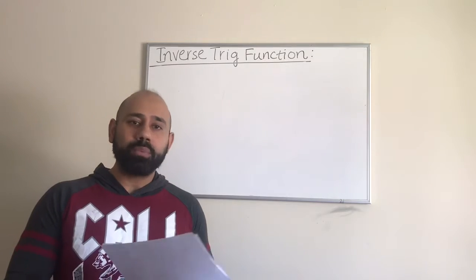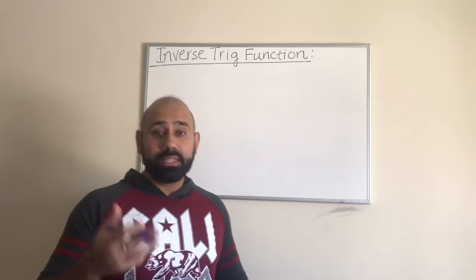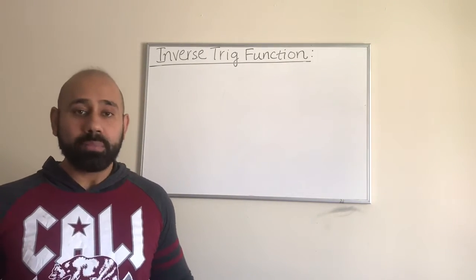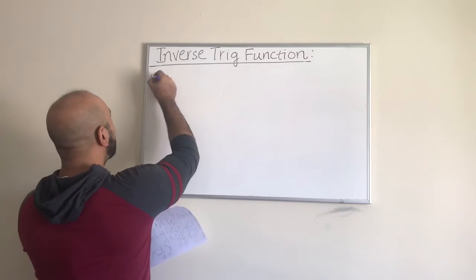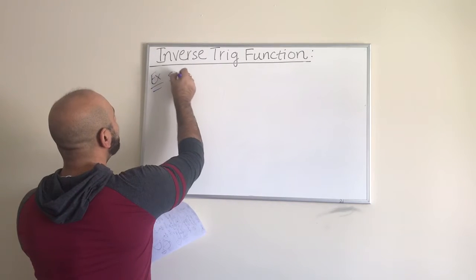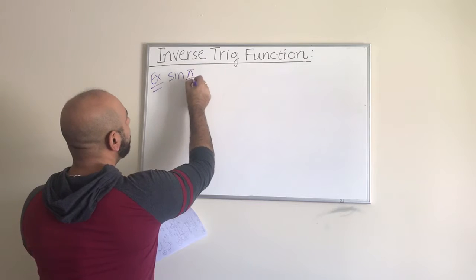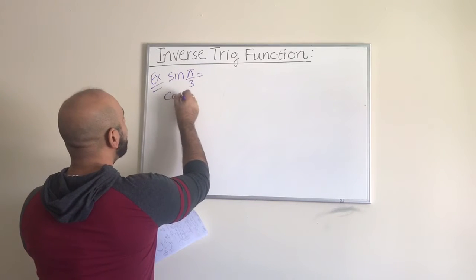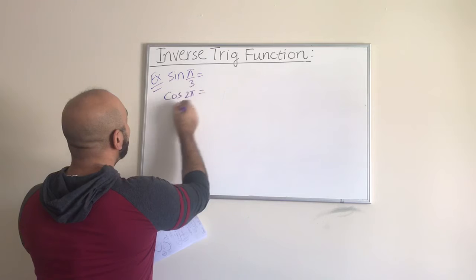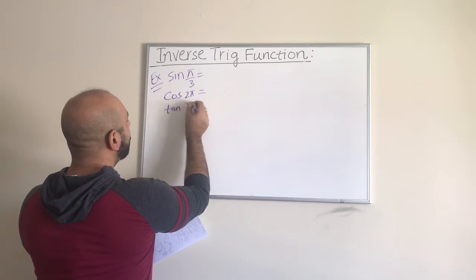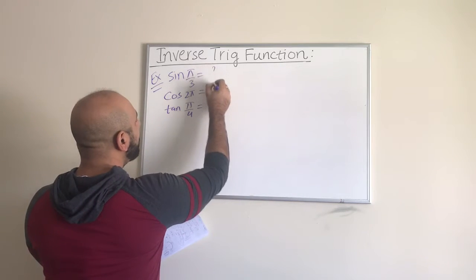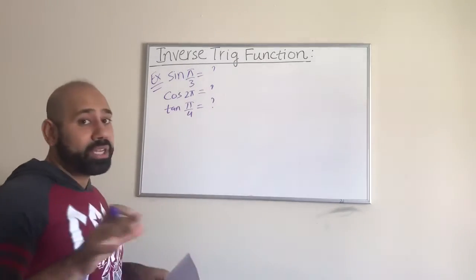So guys, so far we already know how to find the value for the sine, cosine, or any of the trig functions. For example, we already know how to find the sine of, let's say, pi over 3. Or let's say cosine of 2 pi, or let's say tangent of pi over 4, and so on and so forth. This is what we already know how to do.